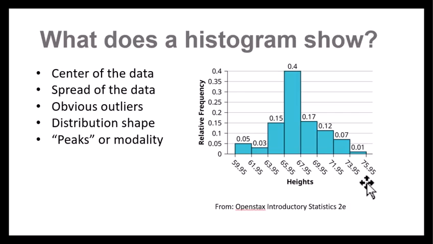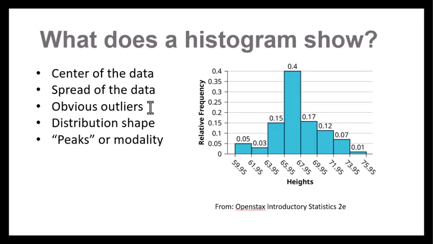These are not necessarily precise numbers because I don't know, for example, in the first class from 59.95 to 61.95, I know that 5% of data values fell into that range, but I don't know where within that range. So I'm not getting a precise sense of the center or spread, but I am getting a rough visual estimate of those key components.